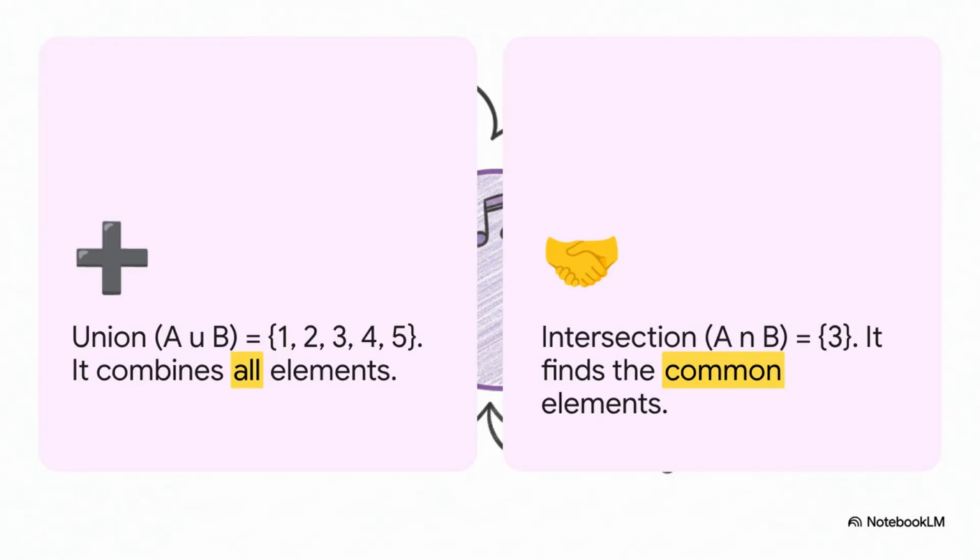Okay, let's put these two ideas right next to each other to really make it click. Using our first number example, the union of A and B was 1, 2, 3, 4, 5. That's everything combined. But the intersection of A and B, that would just be 3, because that's the only number they both had. See the difference? One is everybody in the pool. The other is only what's shared.